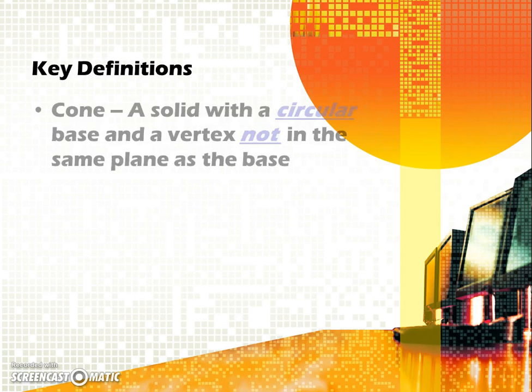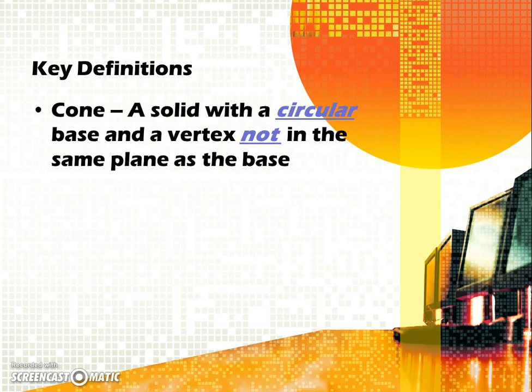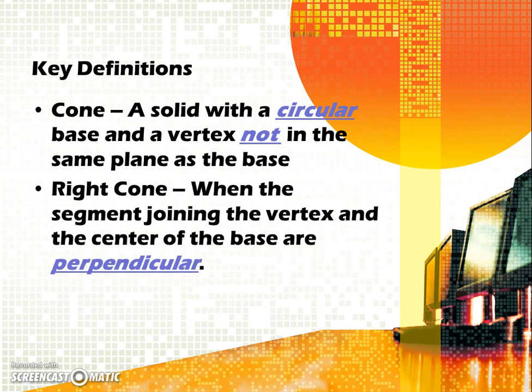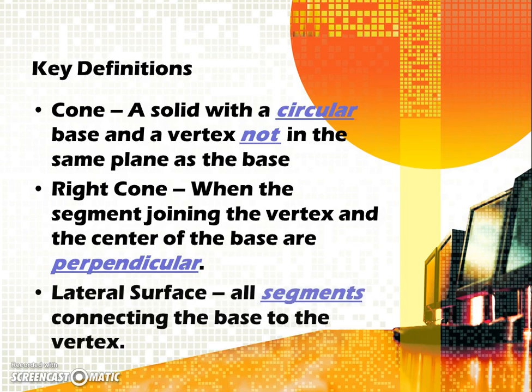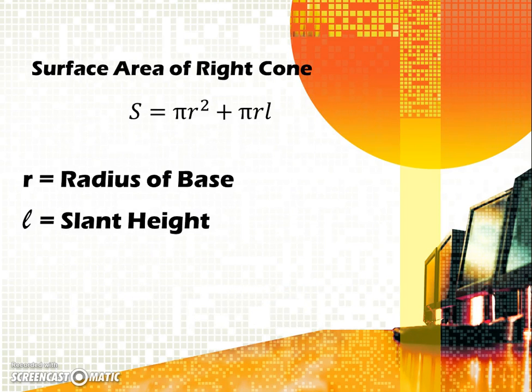Another key definition. This is a cone. It's a pyramid with a circular base. A right cone is when the vertex is directly above the center of the base. The lateral surface is all the segments connecting the base to the vertex. It's going to be our triangle on this one.